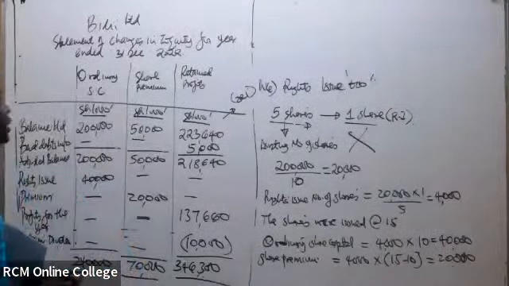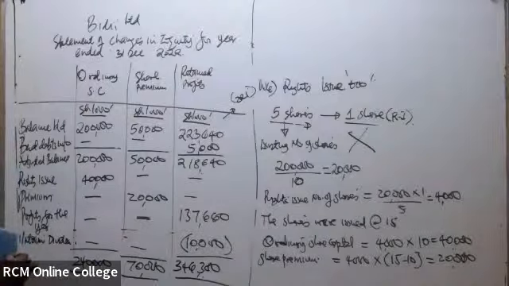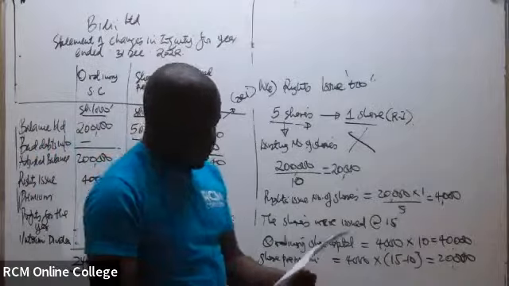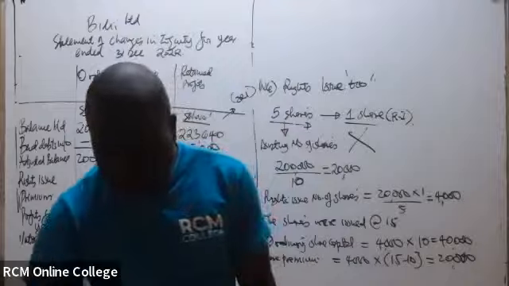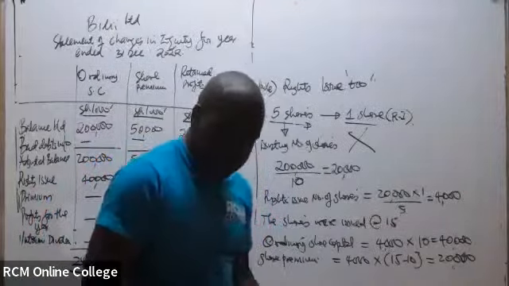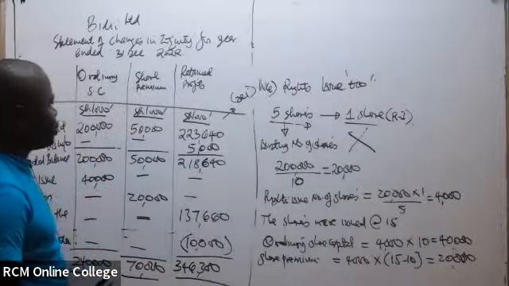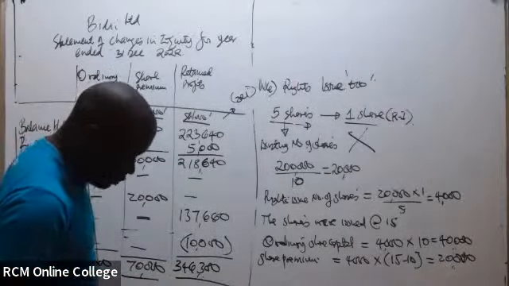So that's how you end up coming up with your statement of changes in equity. Now we can look at the last item, which is the statement of financial position.